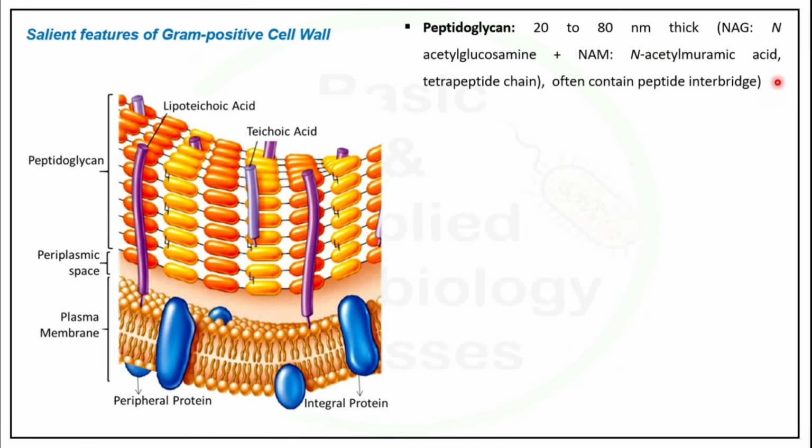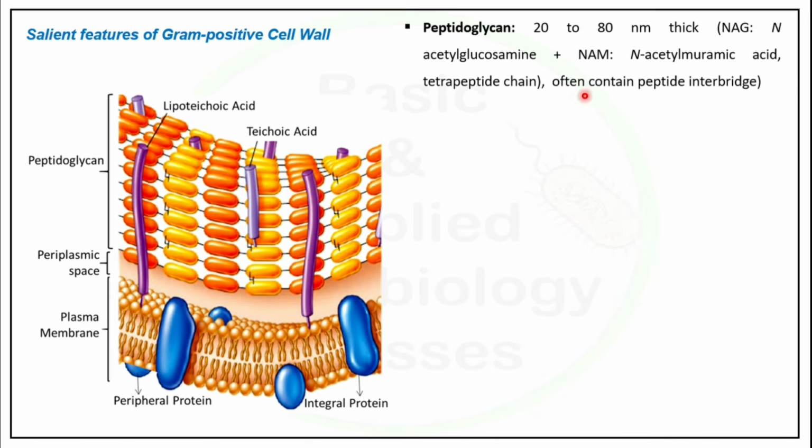So these are actually sugar derivatives, right? Which form the main subunit of the peptidoglycan. Okay, and also a tetrapeptide chain is present in the peptidoglycan. Again, this is a part of the structural chemistry of the peptidoglycan, which will be a part of another class. Right now, you just need to know how many sugar subunits peptidoglycan has, NAG and NAM. What is the peptide chain length? Of course, it has a 4 amino acid tetrapeptide chain. What is the thickness? 20 to 80.